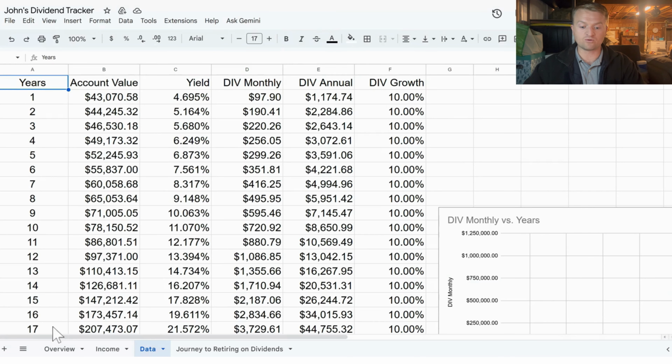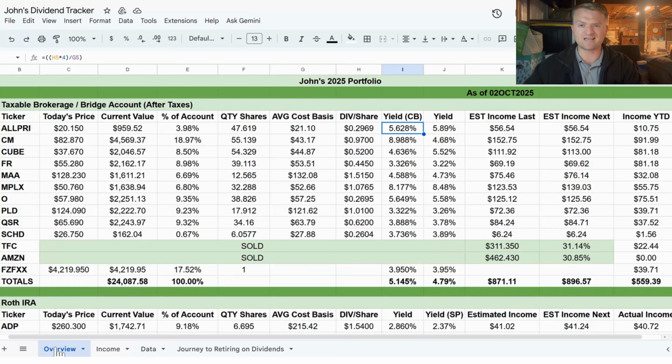So jumping back over to our portfolio overview sheet to give you an update on what's happened since then. First, for all of those who are new here, to explain our yield CB: the reason why I have two yield columns is that the yield CB is based off cost basis. What I wanted to be able to do is show how much my stocks are really yielding based on how much I paid for them months or years ago, and then how much they're yielding based off their prices today. So that's why those are there.